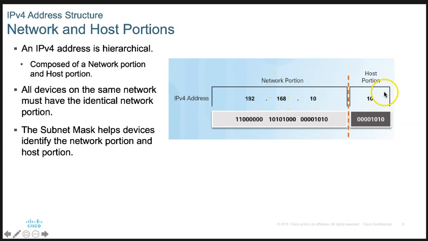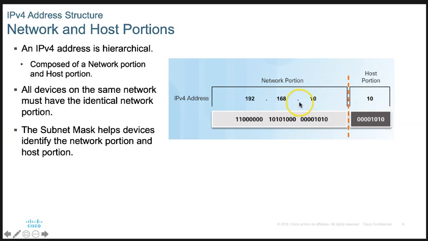The rule for this is really simple. All devices in the same network have to have the same network portion, and every single device in a network has to have a unique host address. For instance, if you have 20 computers, in order for them to be in the same network, the first 3 octets for all 20 computers have to be 192.168.10. The last octet has to be different. For instance, one computer is 10, another is 11, another 12, 13, 14, and so forth.